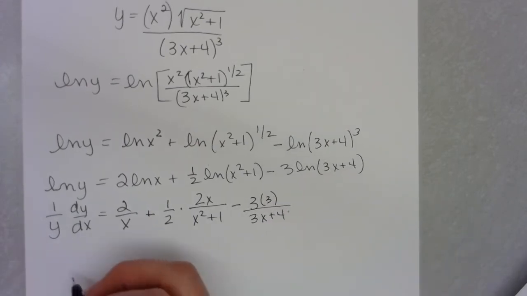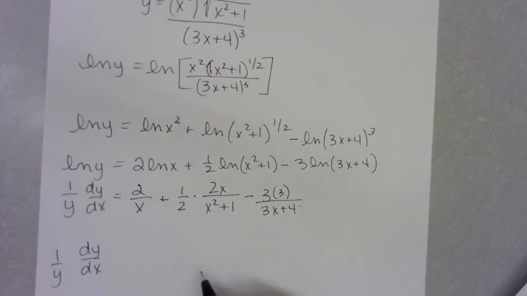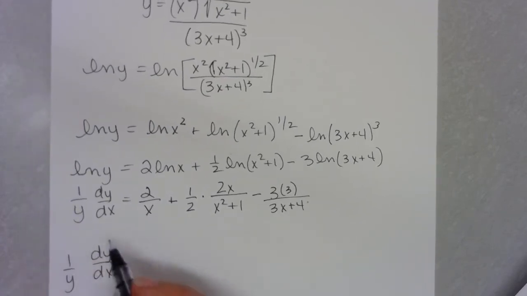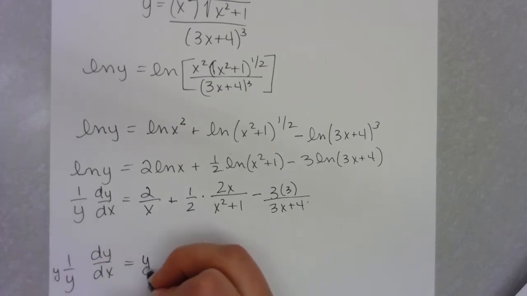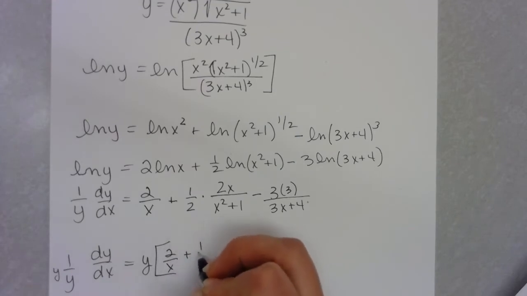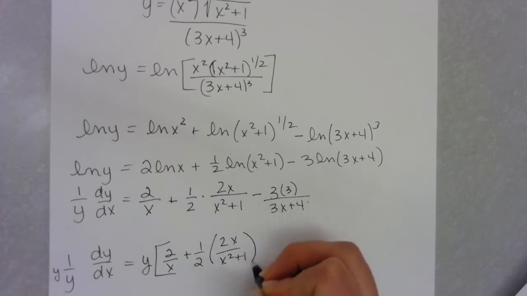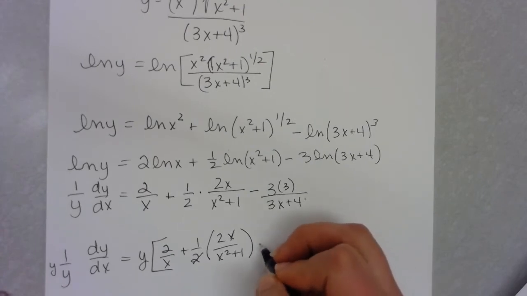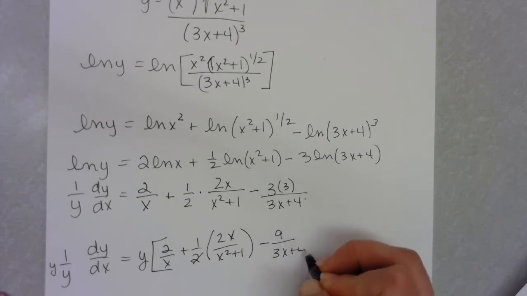Right, so now I have dy/dx. I still have the 1 over y here. So I'm going to actually multiply both of my sides by y, right? I just want the derivative. So I'm going to multiply this side by y and this side by y. So I have y times all of this stuff. I have 2 over x plus a half times, I'll just write it like this, 2x over x squared plus 1. I can actually simplify this a little bit more. I can cancel out my 2's here if I want to. And then minus 3 times 3 is 9 on top over 3x plus 4.